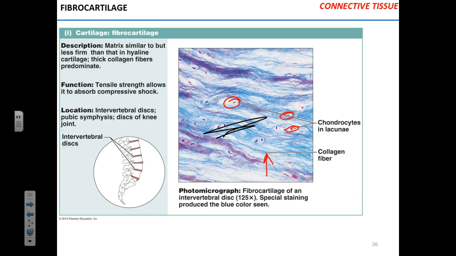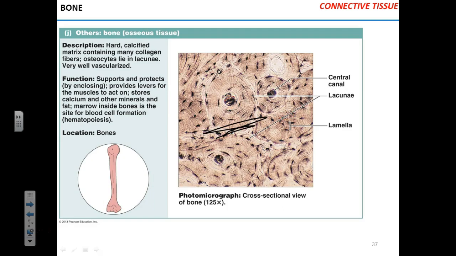So we've got three types of cartilage: hyaline, elastic, and fibrous. Bone is another type of connective tissue. Please, bone is connective tissue. It's not a separate type of tissue. It has a lot of collagen. Actually, it looks somewhat like cartilage. You can see the individual cells, the osteocytes, located in the lacunae.